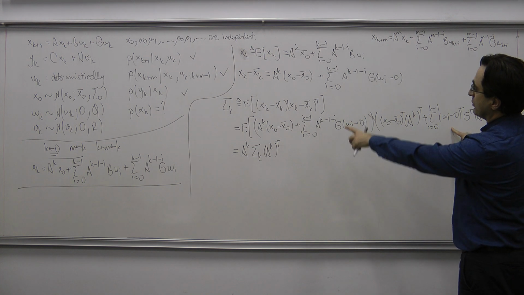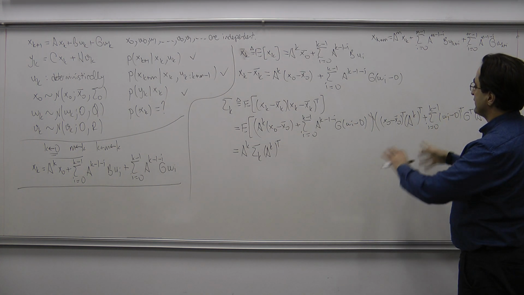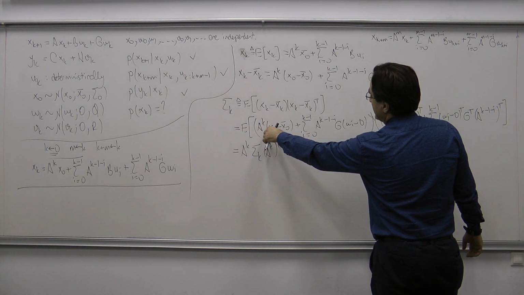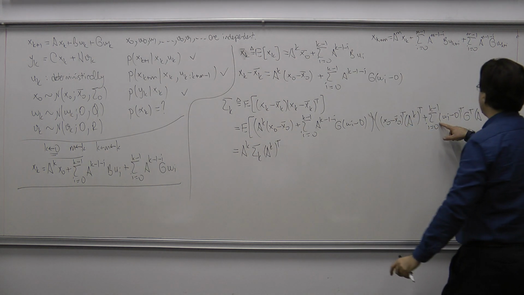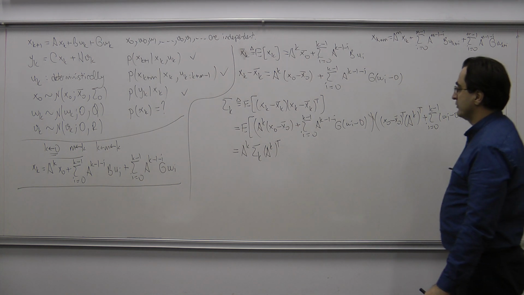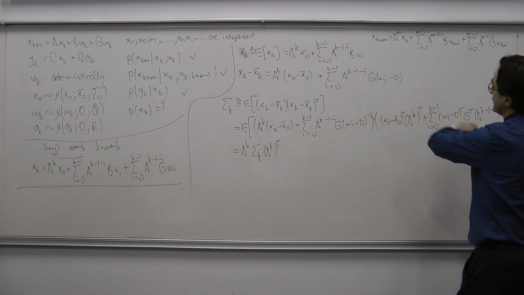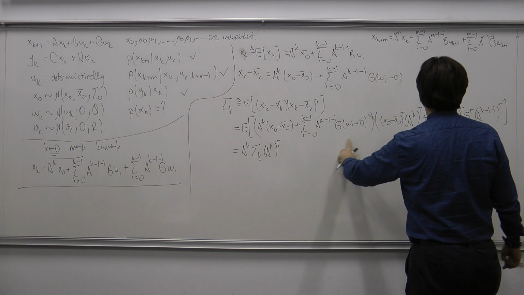I know that x0 is independent of wi. That means that I can separate that expectation into two: the expectation of x0 minus x0 bar times the expectation of wi minus 0. Both of those expectations are 0, so I know that the cross terms will not bring me anything. Similarly, these cross terms will not bring me anything.